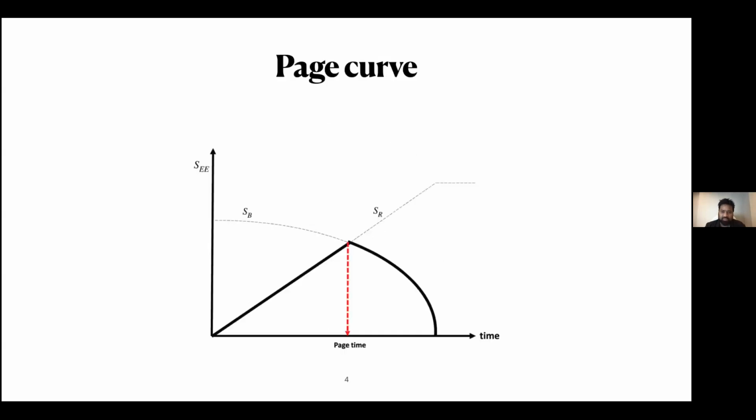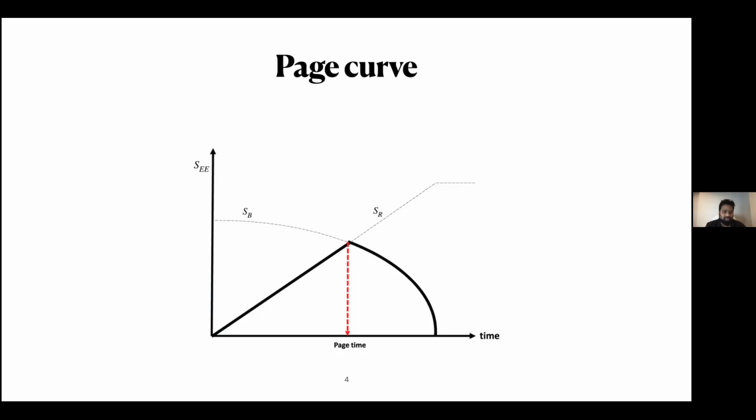This was slightly reformulated by Page in the following sense. He argued that the entropy of the black hole was known to be given by the size of the black hole. But he said that an interesting quantity to look at would be the entanglement entropy of the radiation itself that's received. As soon as the black hole is formed, there's no radiation, so there is no entanglement entropy. But as the black hole starts to evaporate, this entropy of the radiation starts to increase.